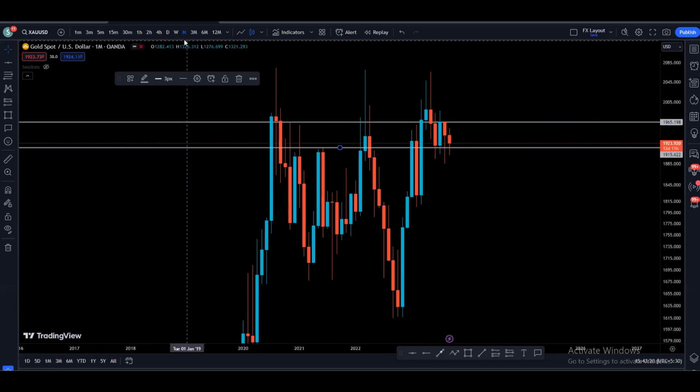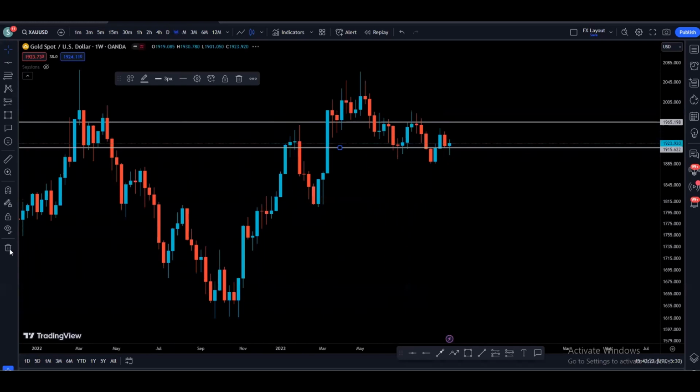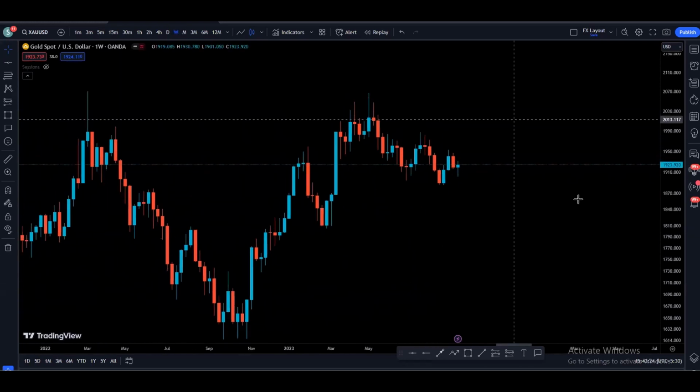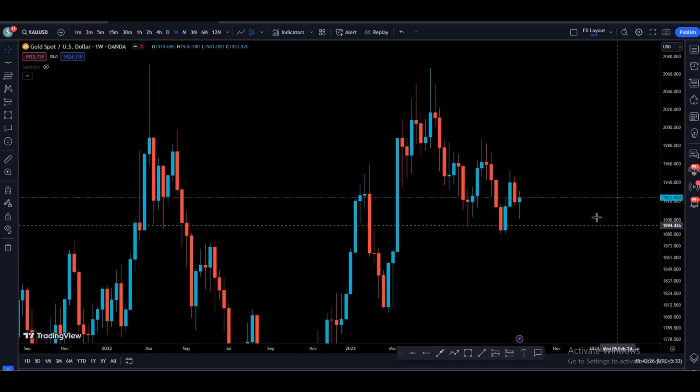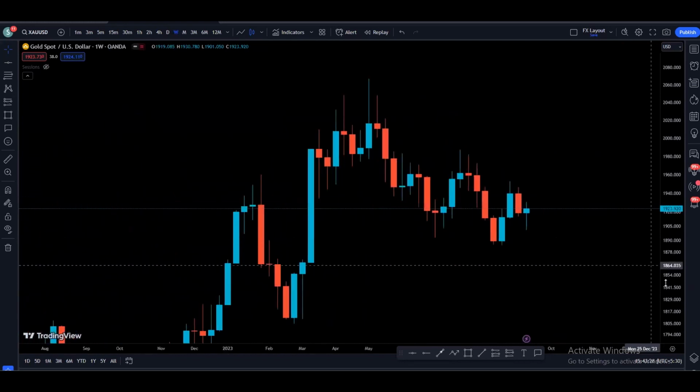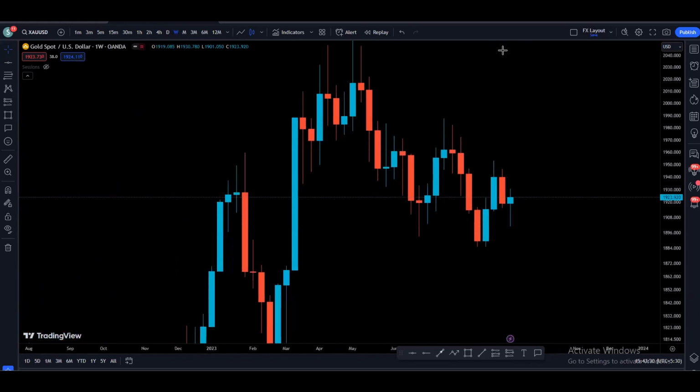Now let's go to the weekly time frame to find out more details about what is happening. By looking at the weekly time frame, we can see that the price is bearish because we are making lower lows and lower highs. Starting from the top, we created a low, lower high, lower low, lower high, lower low, and then the price came up and created a resistance which is lower than the previous resistance. So we are making a lower high. Basically the price is trending to the downside.